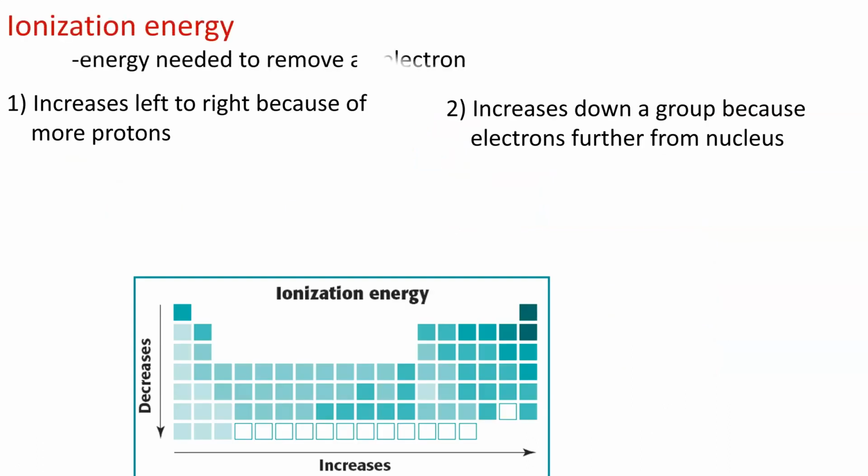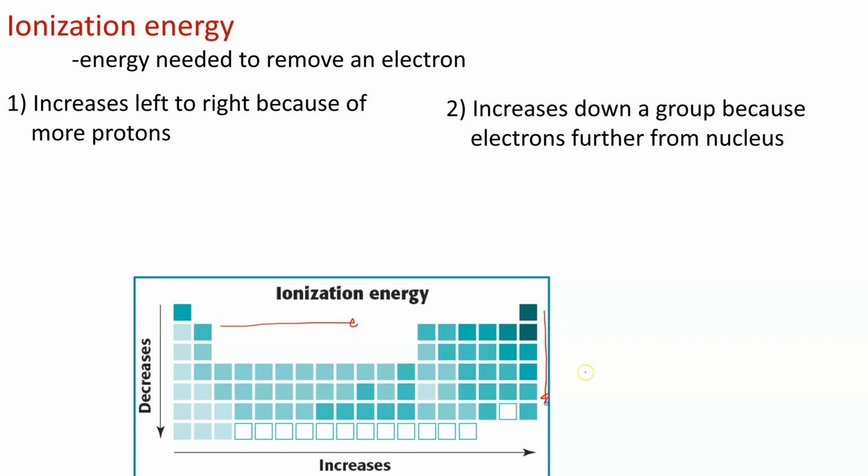All right, so let's take a look at some trends. Ionization energy is the energy you need to remove an electron. It increases as you go left to right because of more protons. As you go left to right, remember what we said? More protons, more attraction. The more attracted the nucleus is to the electron, the harder it is to remove it. So as you add more protons, your ionization energy increases. That's why ionization energy increases as you go left to right.